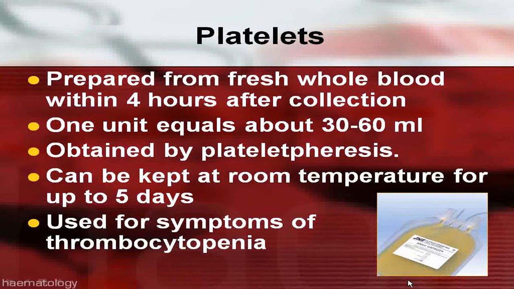Platelets? Why would we give someone platelets? They don't have enough platelets. Okay. They're usually symptomatic. Usually between 10 and 20,000 or less, but symptomatic. It's prepared from fresh whole blood within 4 hours after collection.